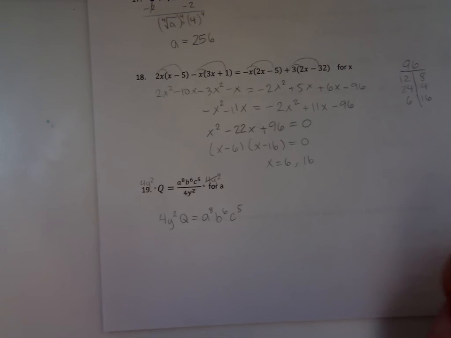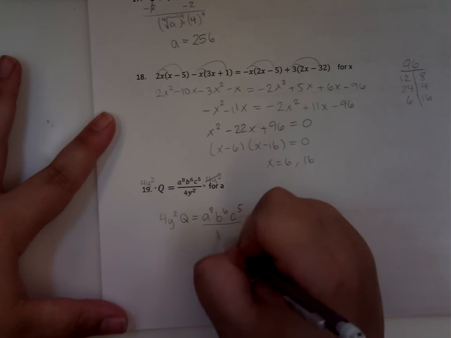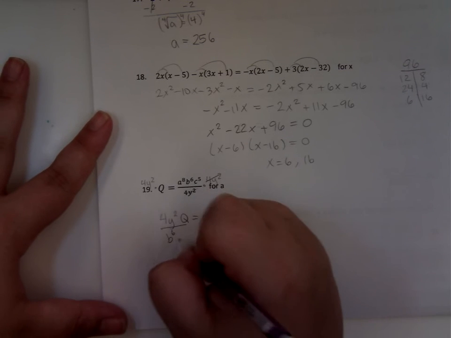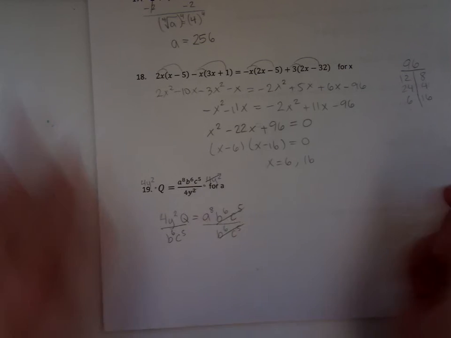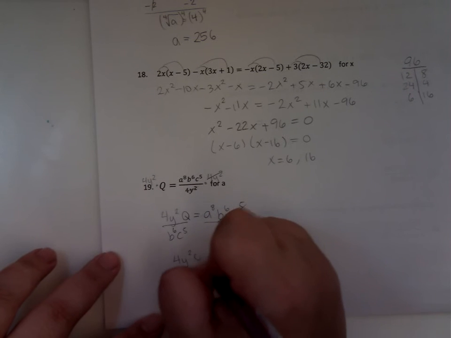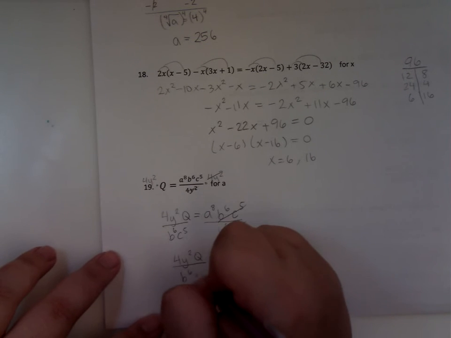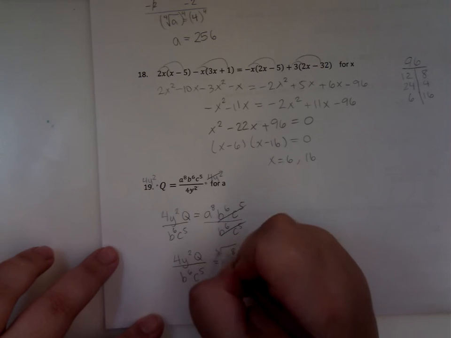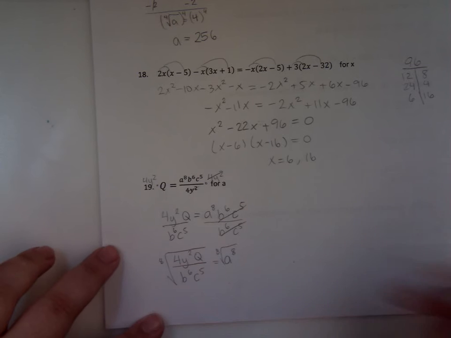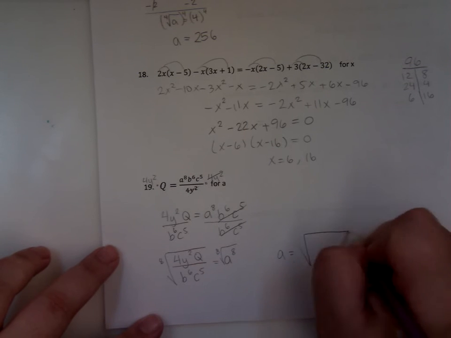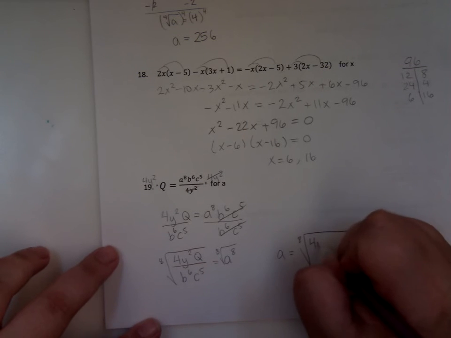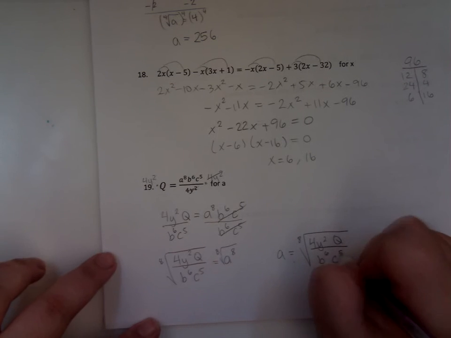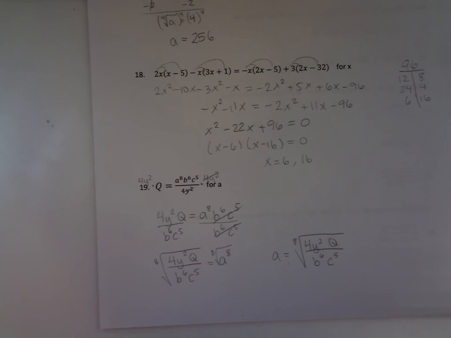All right, we're still trying to isolate a, so we're going to get rid of b to the 6th and c to the 5th, and divide the other side by the same as well. Gone, gone. Okay, so we've got 4y squared q all over b to the 6th, c to the 5th, and that's equal to a to the 8th. So what we want to do is take the 8th root of both sides. So finally, a is equal to the 8th root of 4y squared q all over b to the 6th, c to the 5th. So it's just about slowly and carefully isolating your variable.